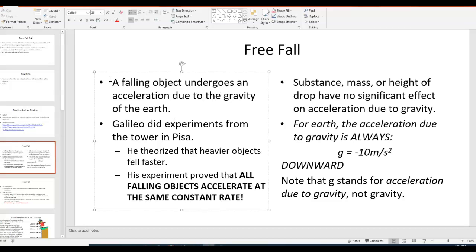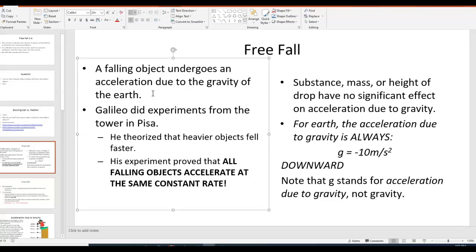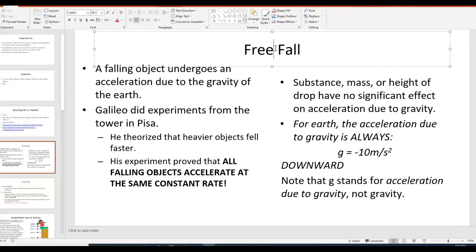Free fall is a technical term. Basically, an object that is in free fall is an object that's falling only under the effects of gravity and no air resistance whatsoever. Now, air resistance can actually be really complicated, and so we're not going to do problems too much with air resistance in this class. So most of the time when we're dealing with falling objects, we're dealing with a free fall problem.